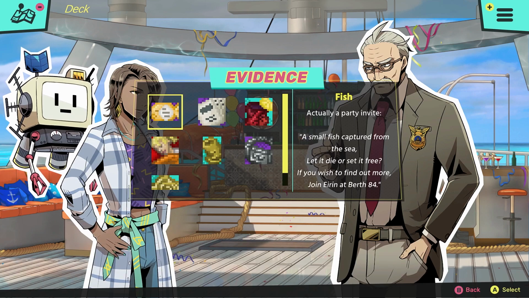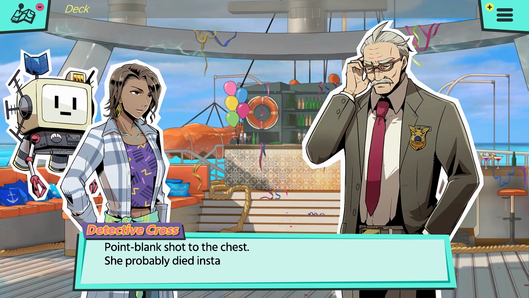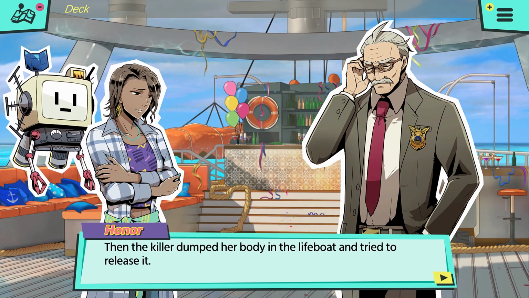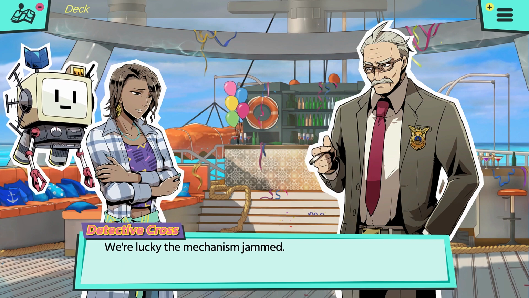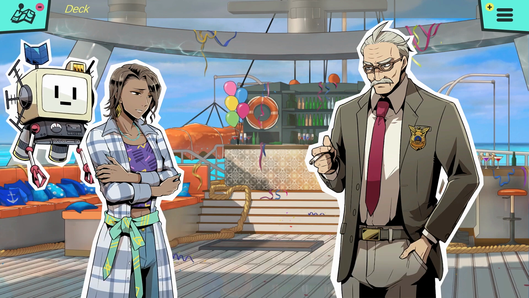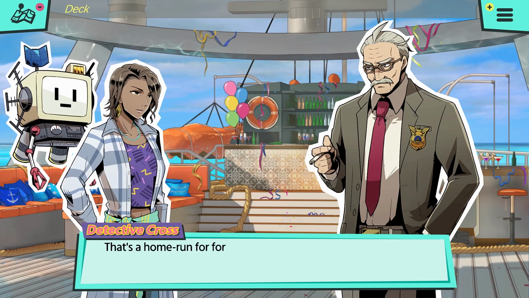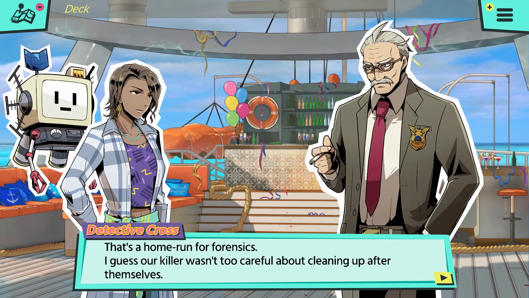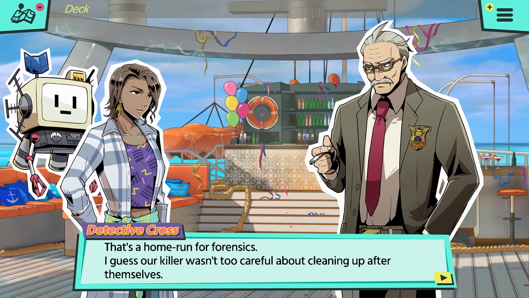Okay. Body. Point blank shot to the chest. She probably died instantly. Then the killer dumped her body in the lifeboat and tried to release it. We're lucky the mechanism jammed. Who knows how long it would have taken to find her if she drifted out to sea. That's a home run for forensics. I guess our killer wasn't too careful about cleaning up after themselves.